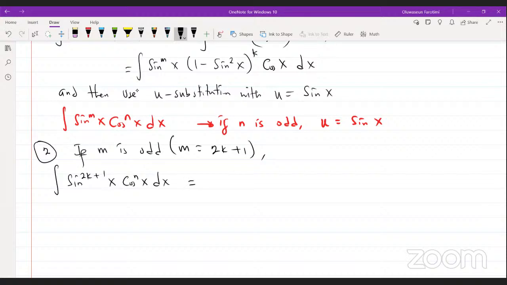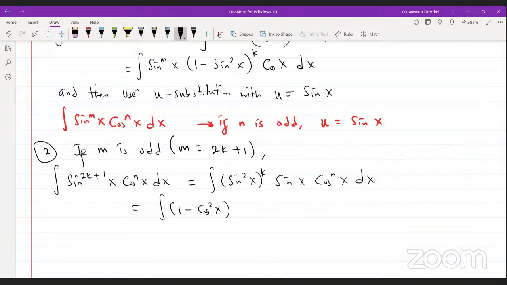If I want to write this, this is just the integral of sine squared x to the power k times sine x cosine nx dx. Of course, guys, the same analogy as before. But what do I know? I can rewrite my sine squared of x. So this is just 1 minus cosine squared x to the power of k, times sine x, and then you do have cosine n of x dx. Of course, n is a power, k is also a power, and those are natural numbers.